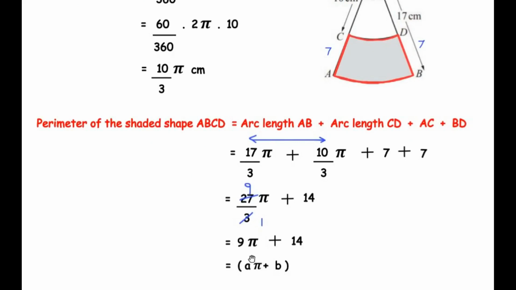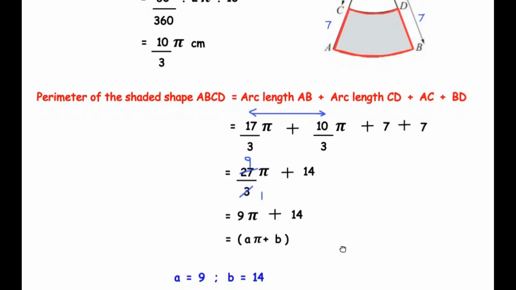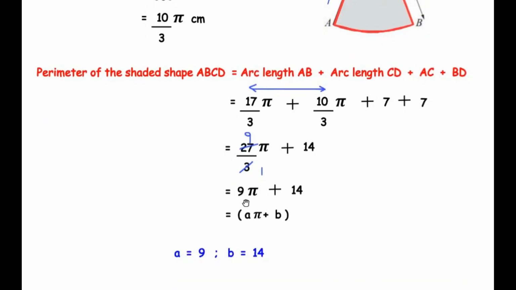But the format for the perimeter they had given us was a pi plus b. So by comparison, we can see that the value of a is 9 and b is a constant. So the value of b is going to be 14. So here we have written the value of a is 9 and the value of b is 14. These are the values of a and b.